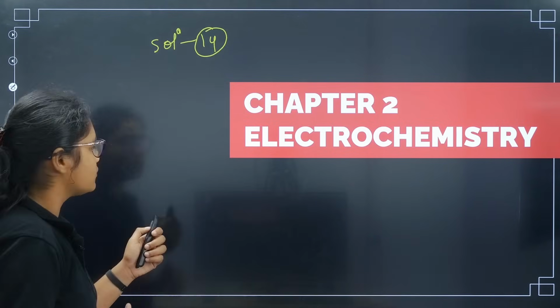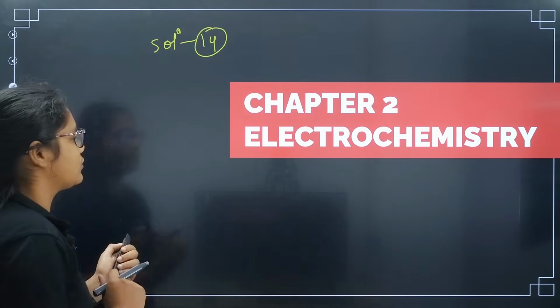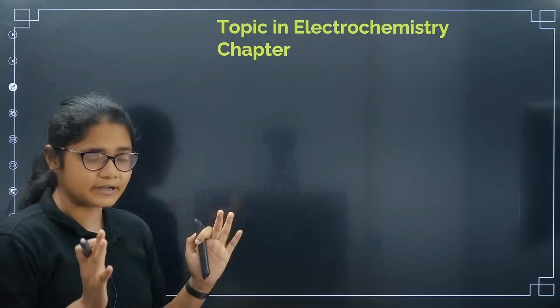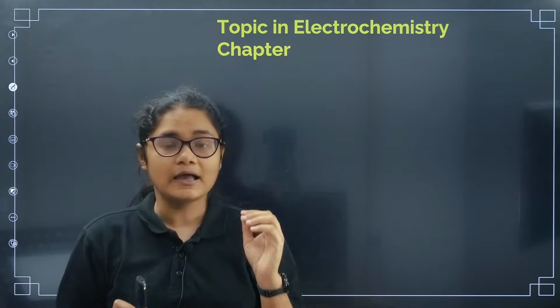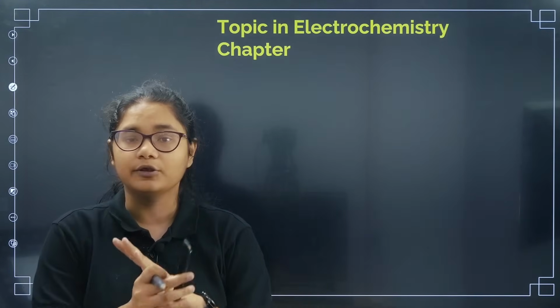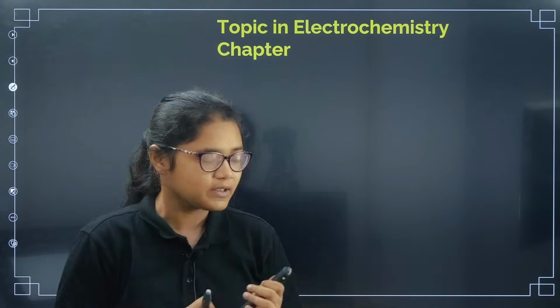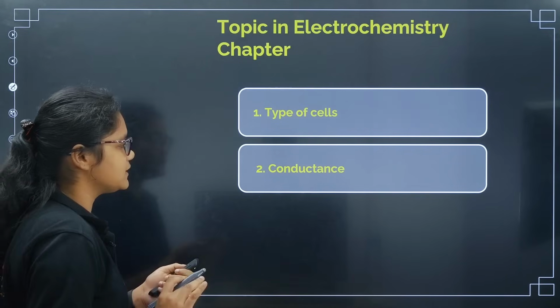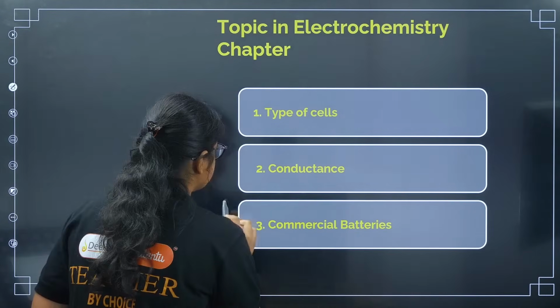Okay, so now let us go to the next important chapter, that is electrochemistry. People think this chapter is a little difficult, but the questions asked are very easy and from some specific topics only. You do not have to do all the things, right? So let us first quickly see. Types of cells are there, conductance is there, and commercial batteries are there.